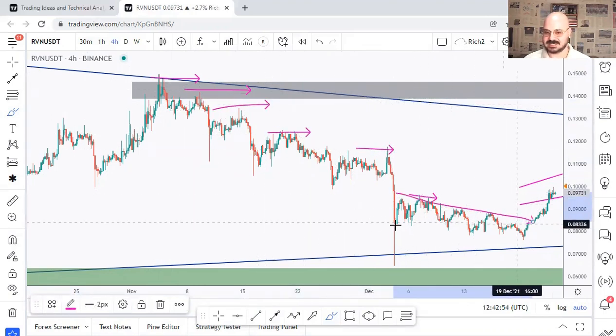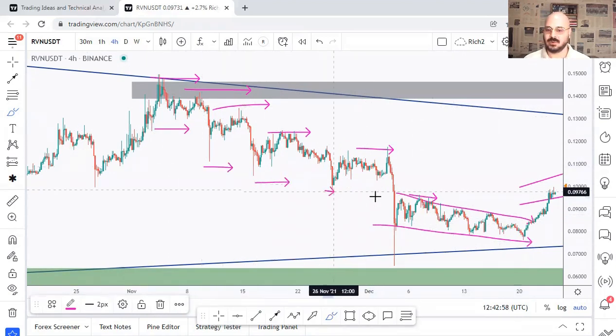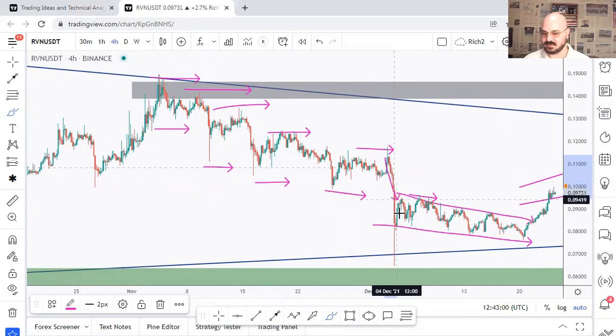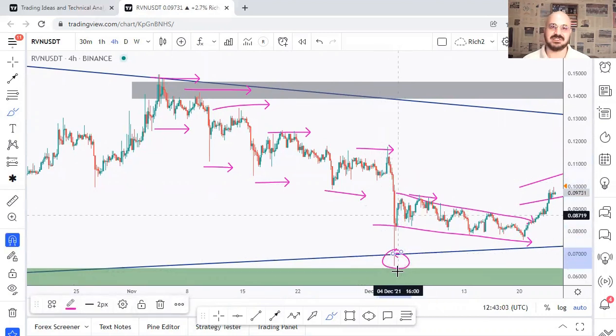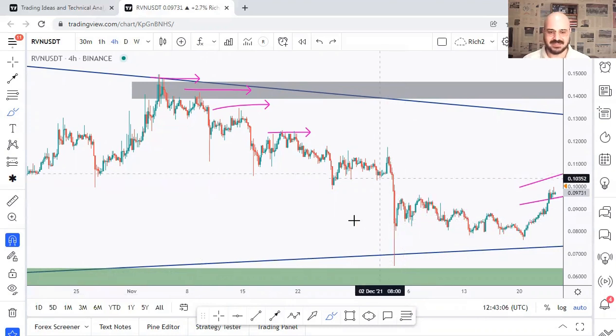And then we got inside this flat correction movement. Lower high, lower low, we were very bearish. But then we got this big impulse movement around this demand zone.